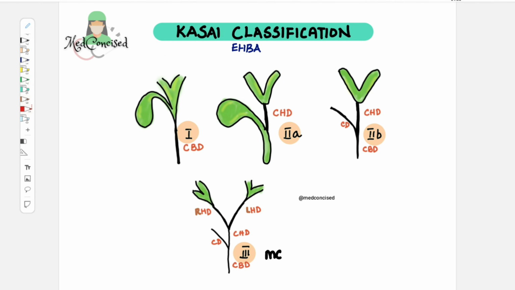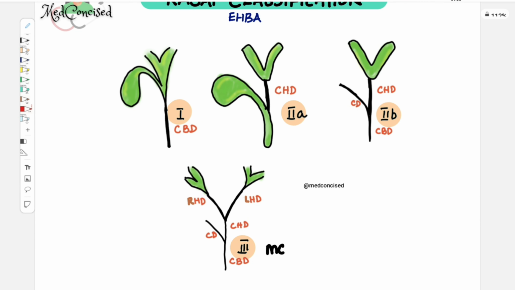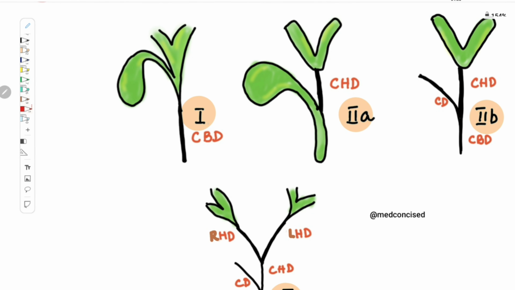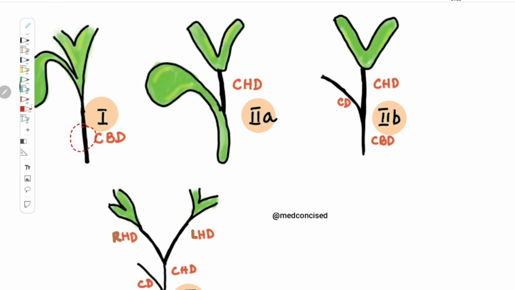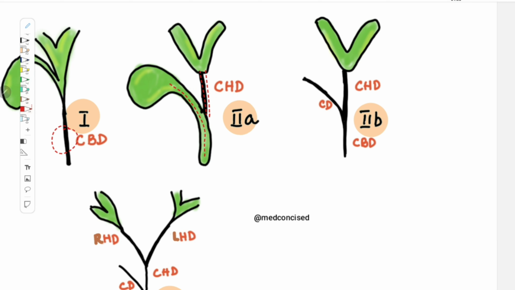Next we'll see about the Kasai classification for the extrahepatic biliary atresia. There are 3 types, type 1, type 2 and type 3, and type 2 has 2A and 2B. In type 1, there is atresia of the common bile duct alone. In type 2A, there is atresia of the common hepatic duct. The gallbladder and the CBD are still patent.